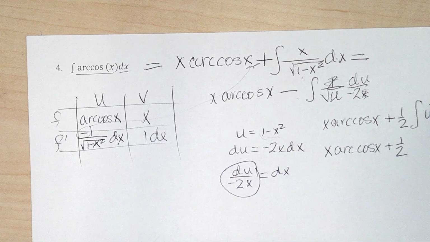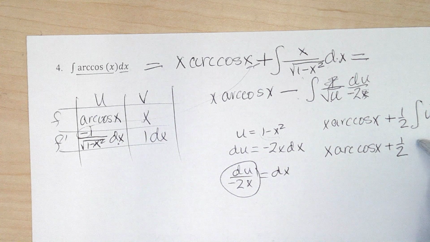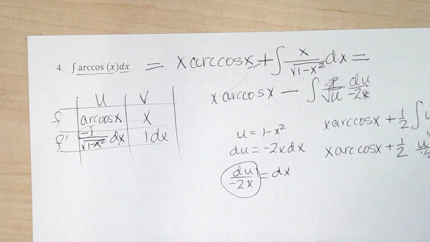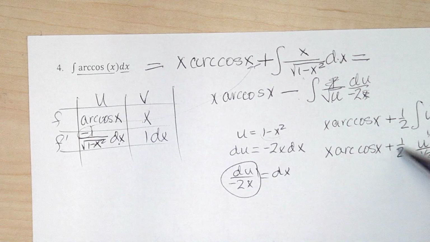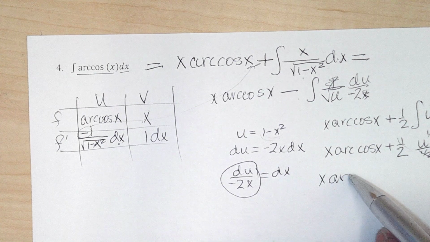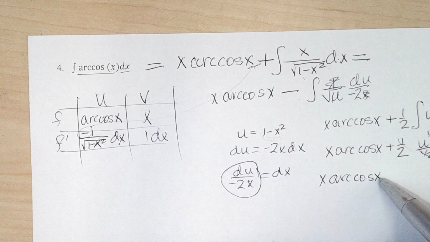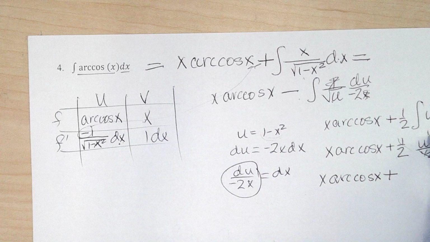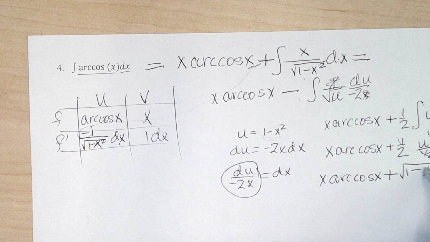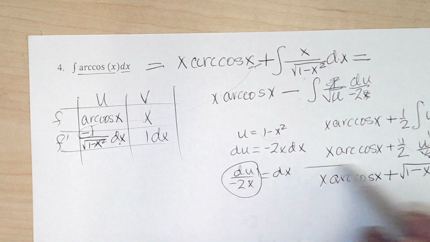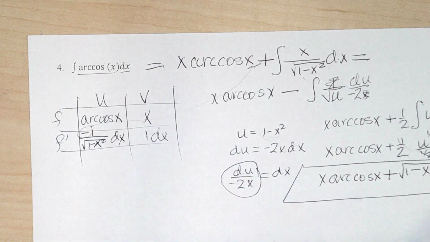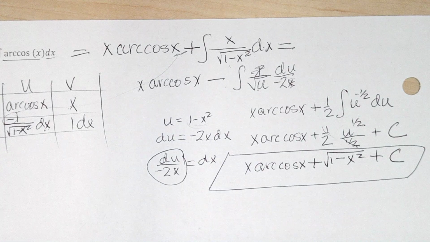And the power rule says raise the power by 1, so that becomes u to the 1/2, and divide by the new power. And a half divided by a half is 1. So I get x arc cosine x plus square root, that's what the half power means, of u. So that's the antiderivative of arc cosine x. Not a simple thing.